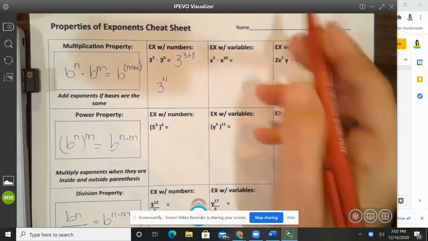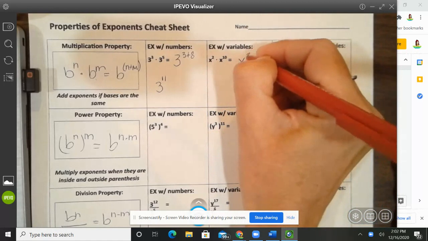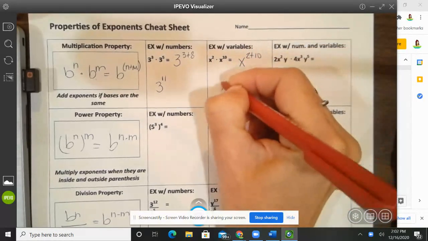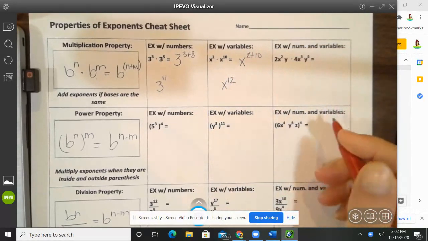So x and x, that's x, and then that's 2 plus 10. So x to the 12th power.